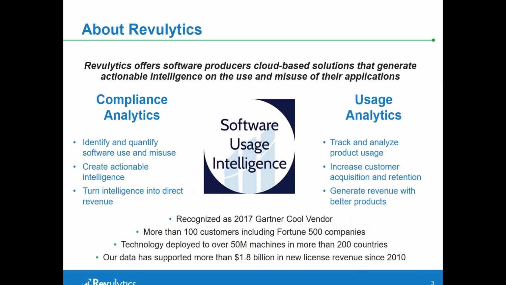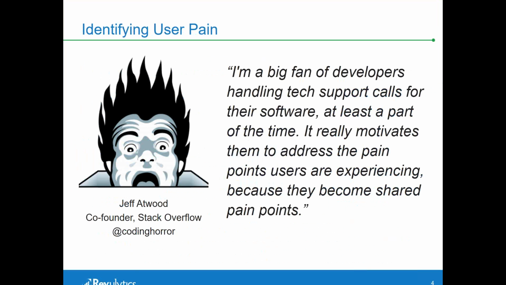We've been recognized by Gartner as a cool vendor back in March this year. Just some background on the company, we have more than 100 customers, including Fortune 500 companies. We have helped these customers over the past few years to generate more than 1.8 billion in new licensing revenue. Our technology, the SDKs, have been deployed to over 50 million machines out there. So we've been working with a lot of companies and making a lot of companies successful by taking advantage of data. So let's jump straight into this.